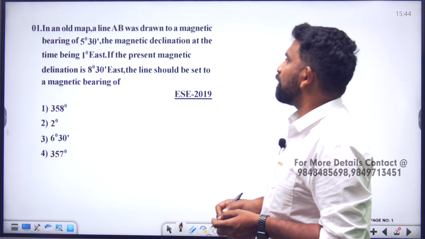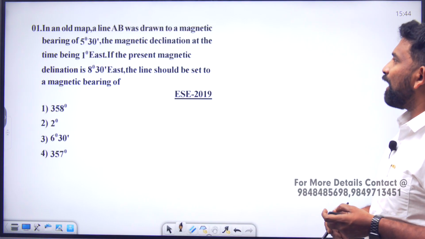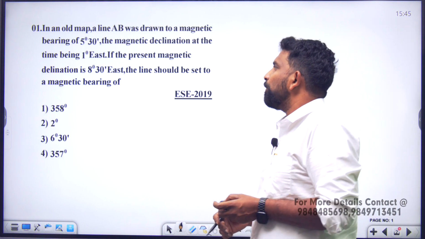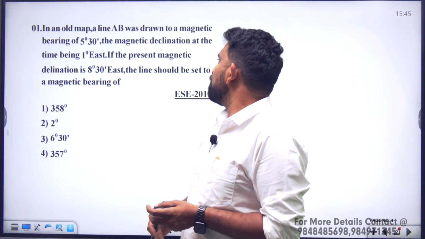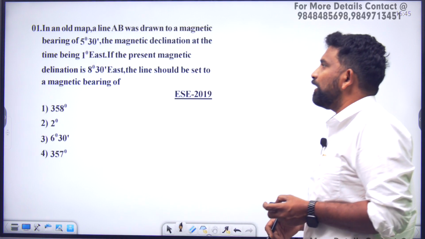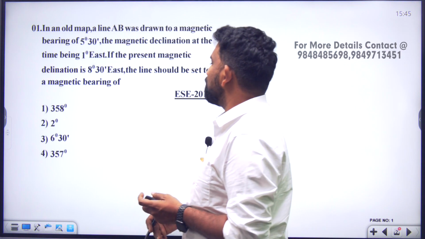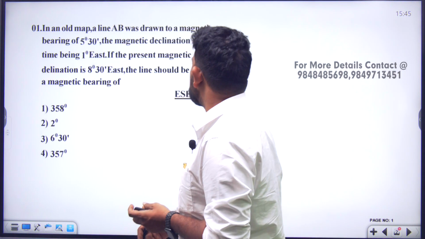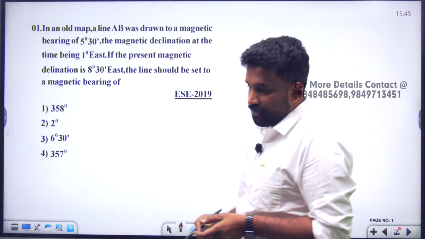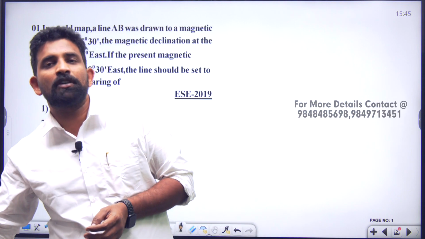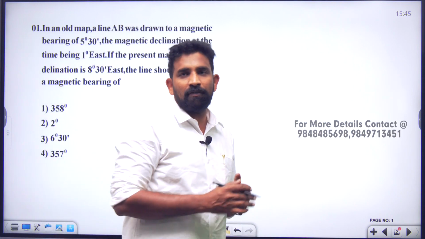Now let us solve this very first question. In an old map, a line AB was drawn to a magnetic bearing of 5 degrees 30 minutes. The magnetic declination at that time being 1 degree east. If the present magnetic declination is 8 degrees 30 minutes east, the line should be set to the magnetic bearing of dash. Now see, this question is from the compass surveying area of your surveying subject.